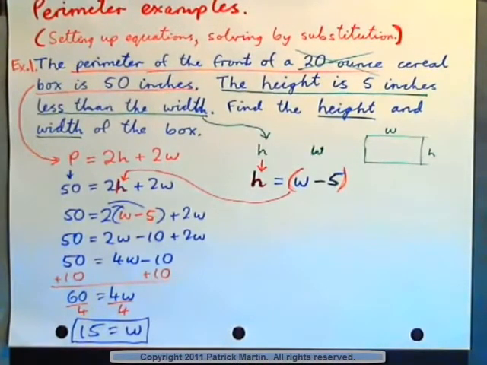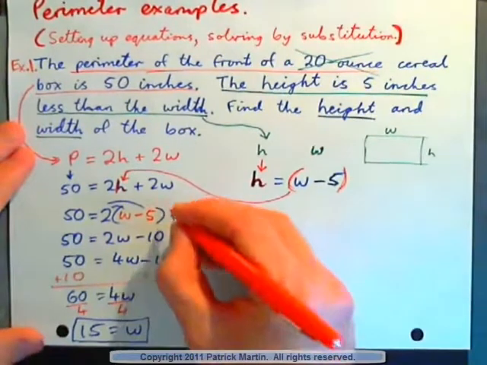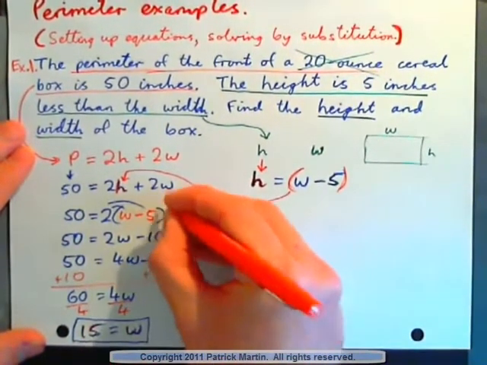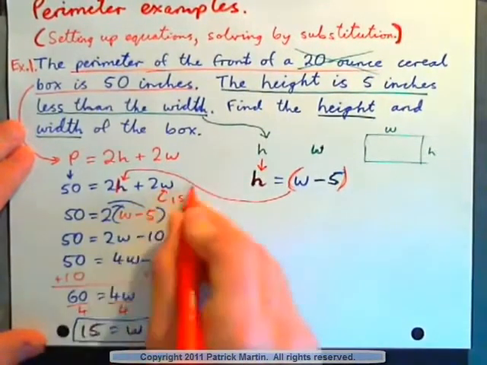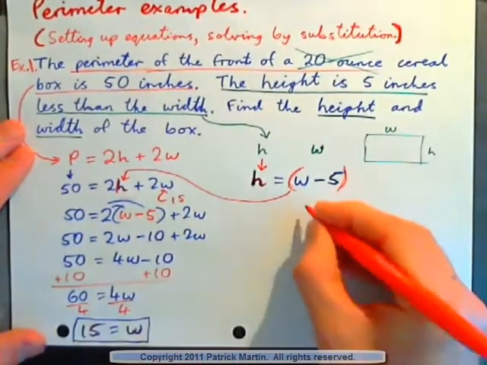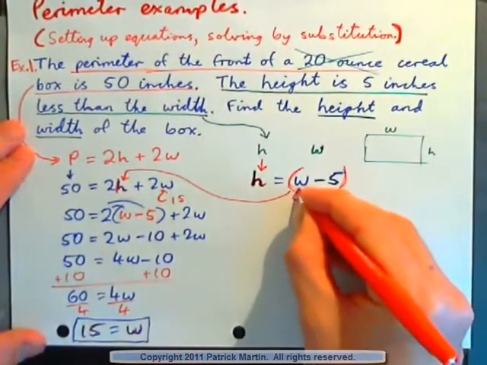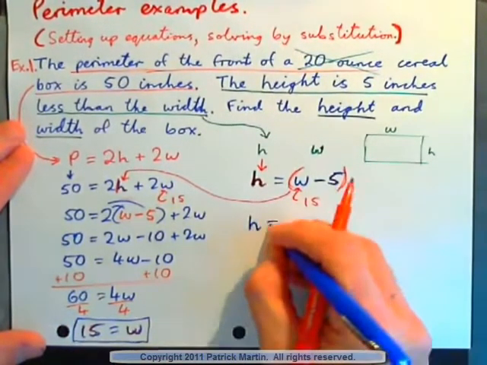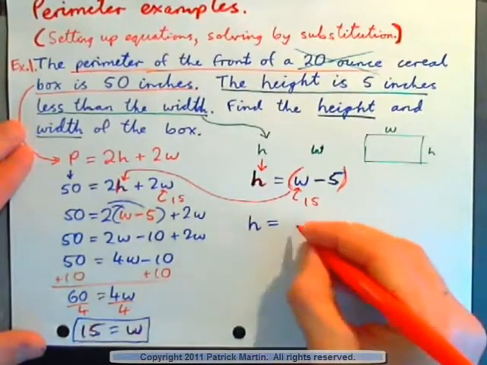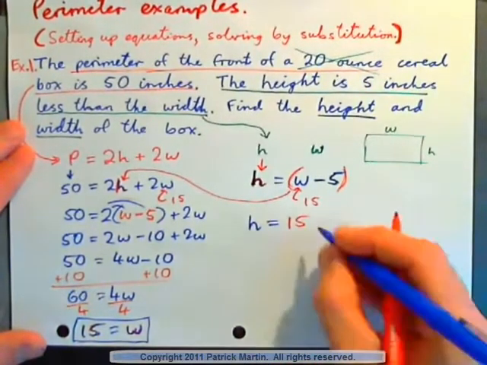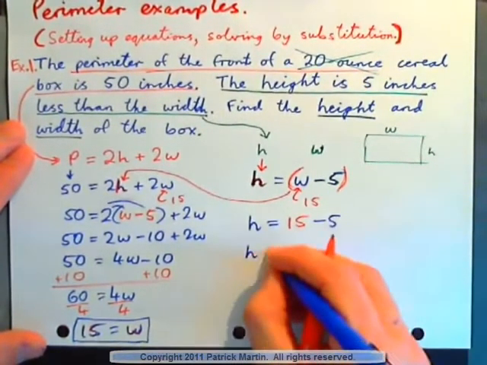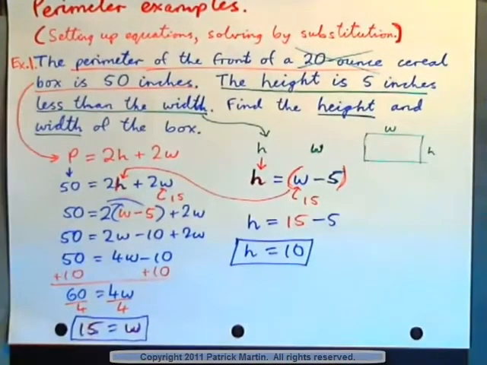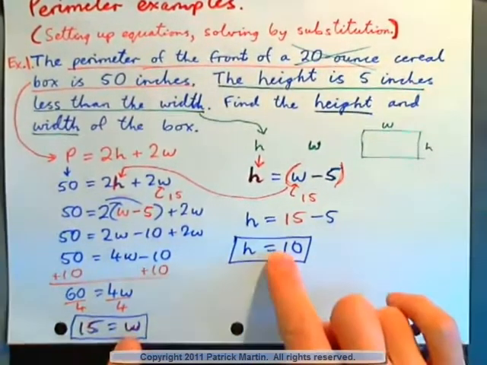And once again, I can plug 15 into this w and then get h using this equation. Or I can plug 15 into this w and get the height this way. This is usually the easiest one to use. h equals 15 minus 5, height equals 10. Okay? So now I'm done because I found the height and width.